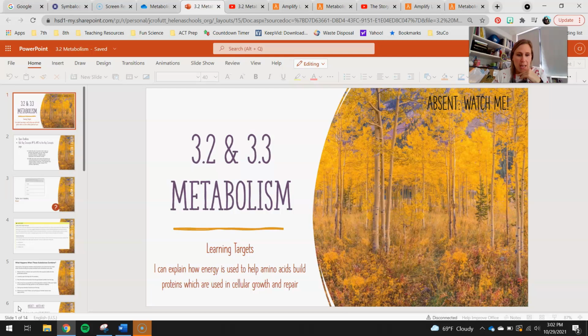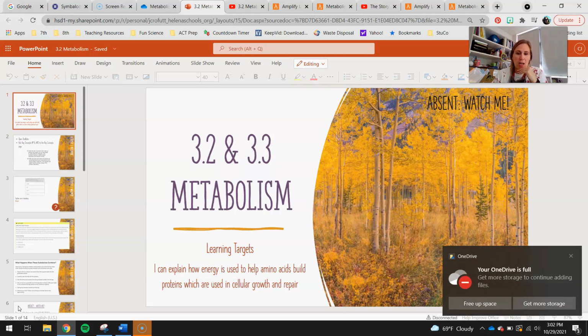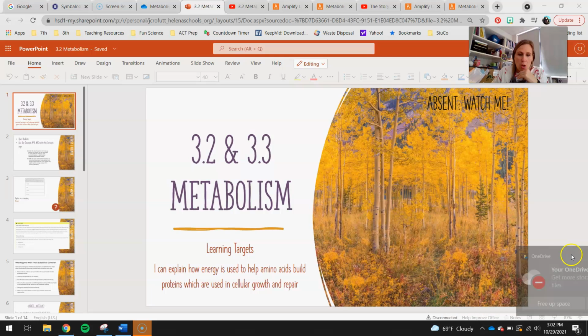And your learning target for today: I can explain how energy is used to help amino acids build proteins, which are used in cellular growth and repair. So we learned a little bit in our last couple lessons about metabolism and how we use glucose and oxygen to produce energy in the body. Today we're going to go a little bit further to see how glucose and oxygen come together to form energy, how energy helps us with our growth and repair in our cells, and how amino acids factor into that as well. So that's really going to be our focus, just a little bit beyond cell respiration today.